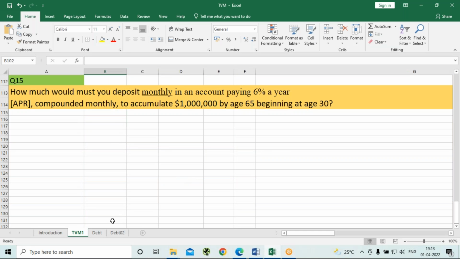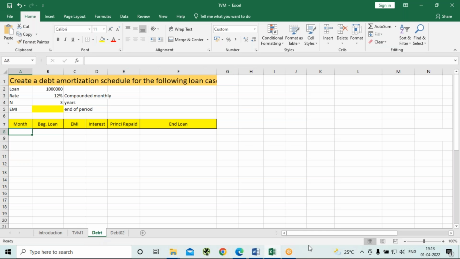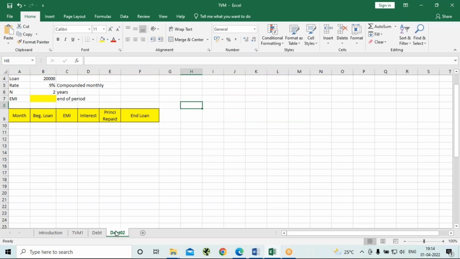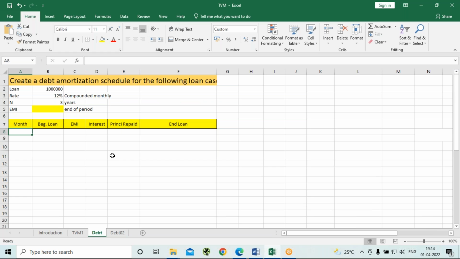Okay, we will go to the next calculation. Till now we were doing the calculation only for one EMI. Suppose you have been asked to create a table to calculate this. How do we do this? I should be able to create the table for the EMI calculation.